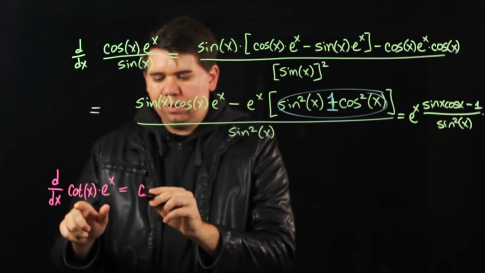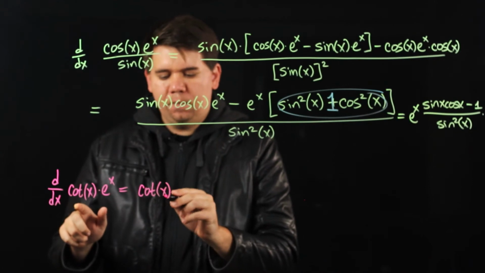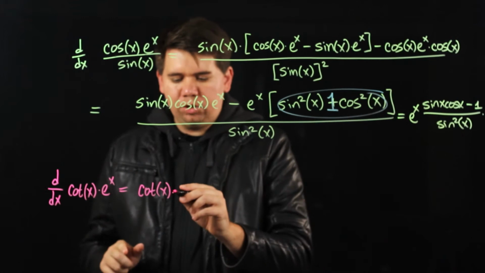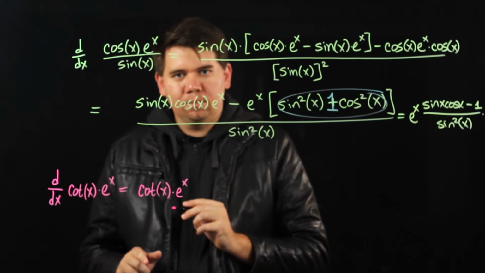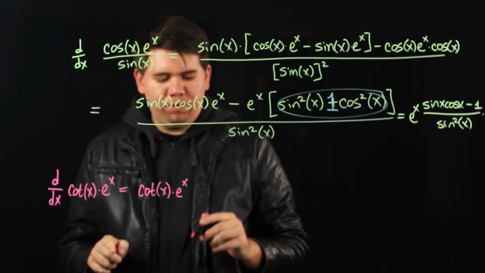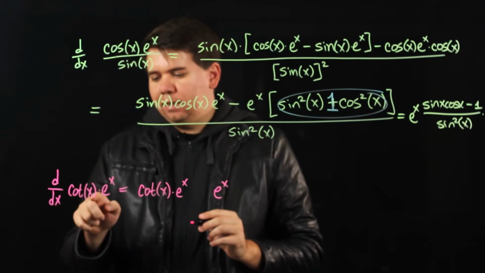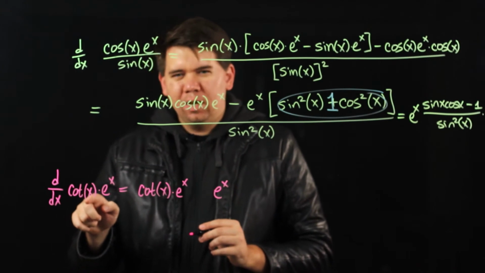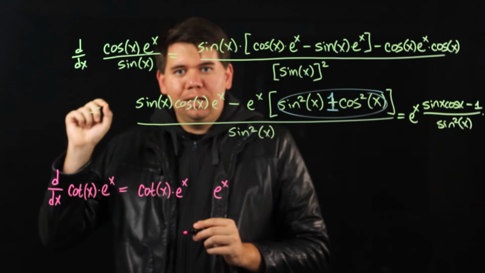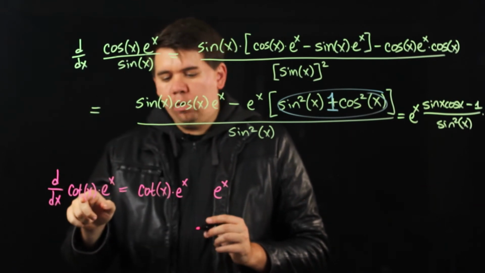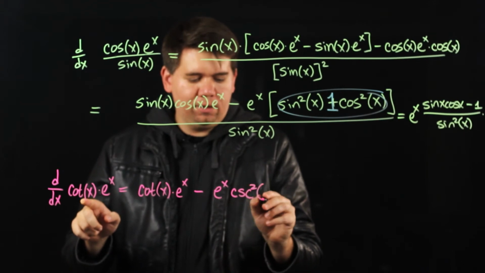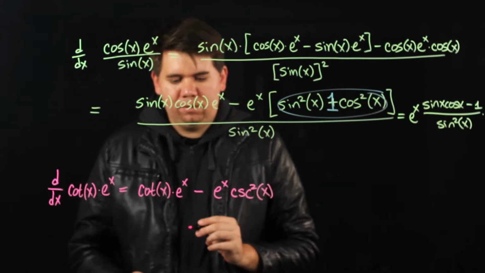We hold the first, cotangent of x. We times it by the derivative of the second. The derivative of e to the x is just e to the x. And then we want to add to that, hold the second, derive the first. So hold the e to the x times by the derivative of cotangent. What's the derivative of cotangent? Remember, the derivative of tangent is secant squared. The derivative of cotangent is minus cosecant squared of x.